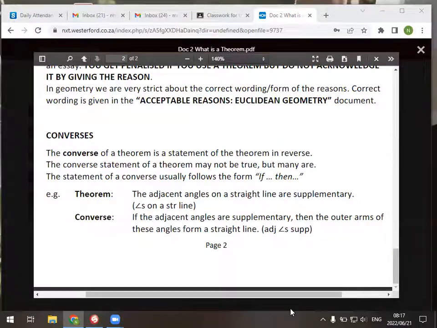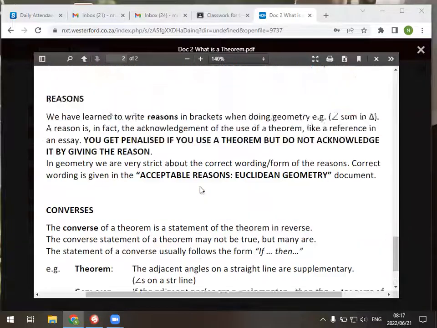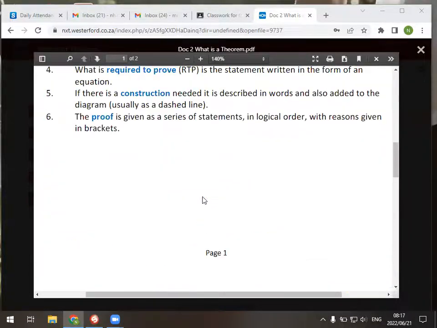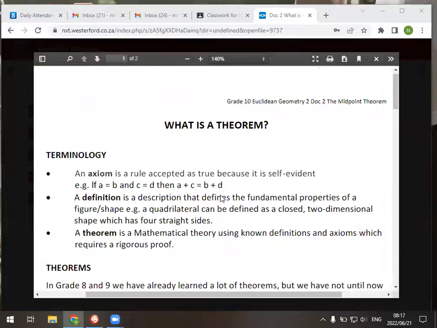So now they're saying if the adjacent angles are supplementary, then those angles lie on a straight line. Then you can say that the outer arms of these angles form a straight line. It's basically just swapping around the order of stuff. Okay, we are going to look at it now in detail when we look at midpoint theorem. But are there any questions on just what a theorem is, what a proof represents?